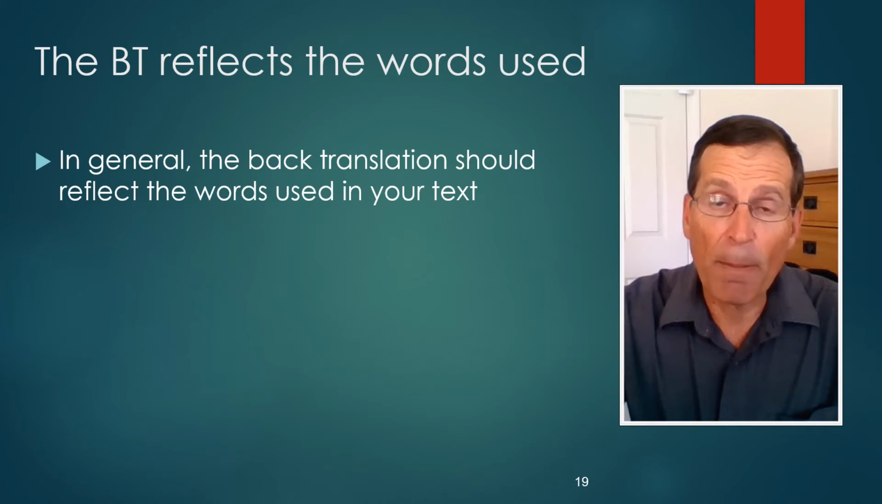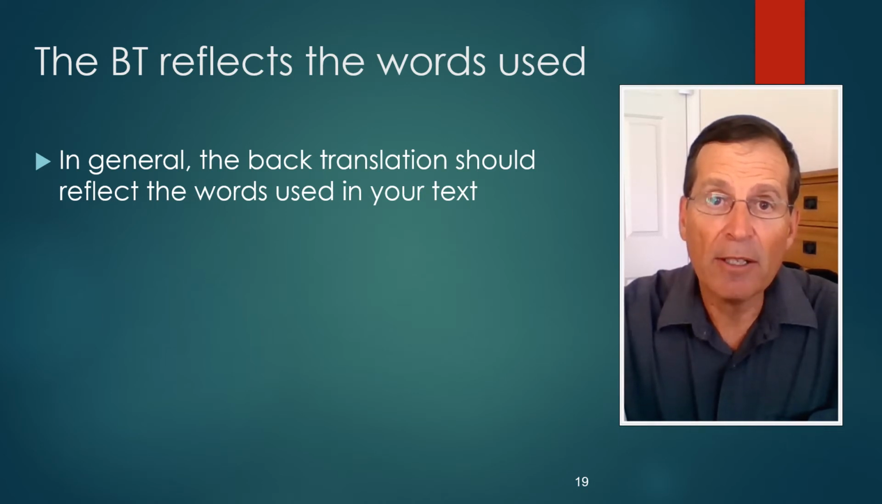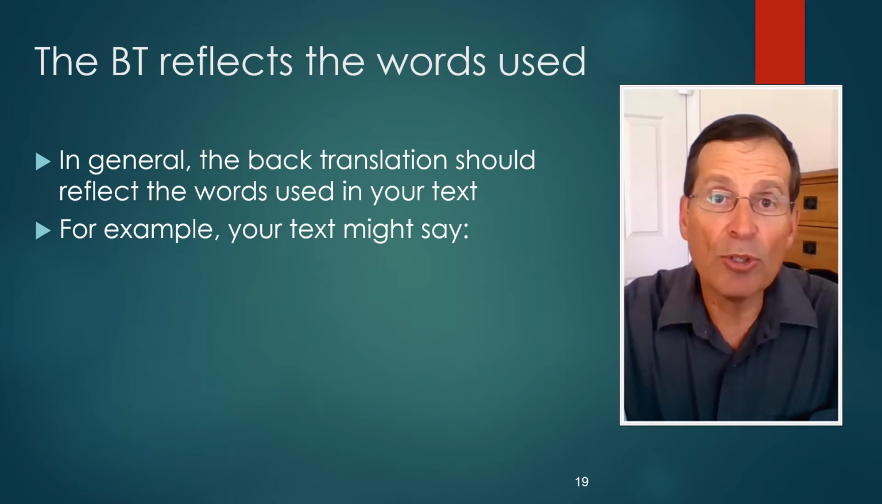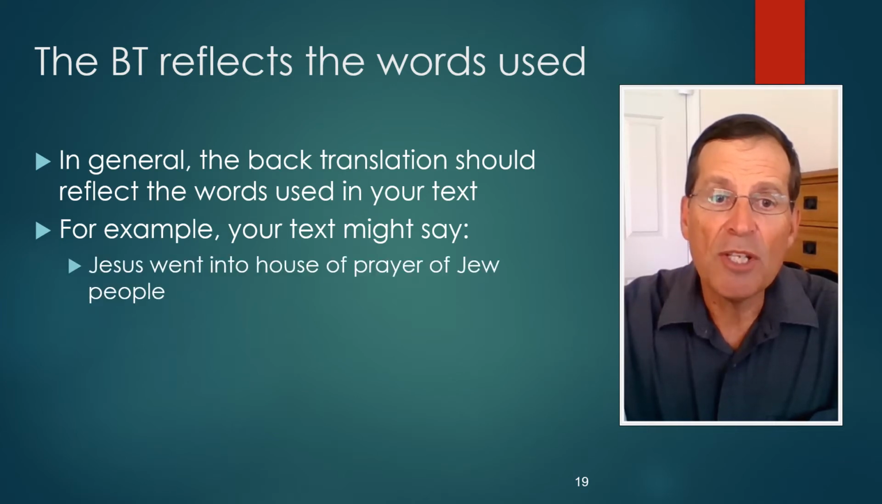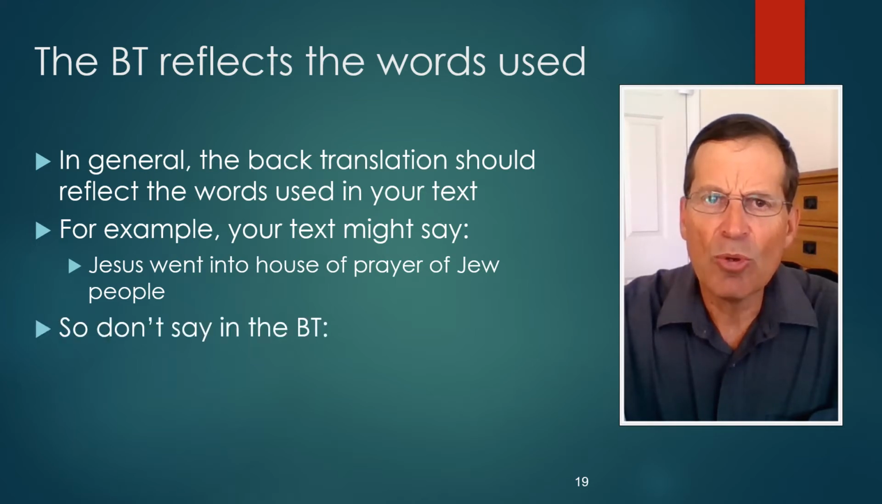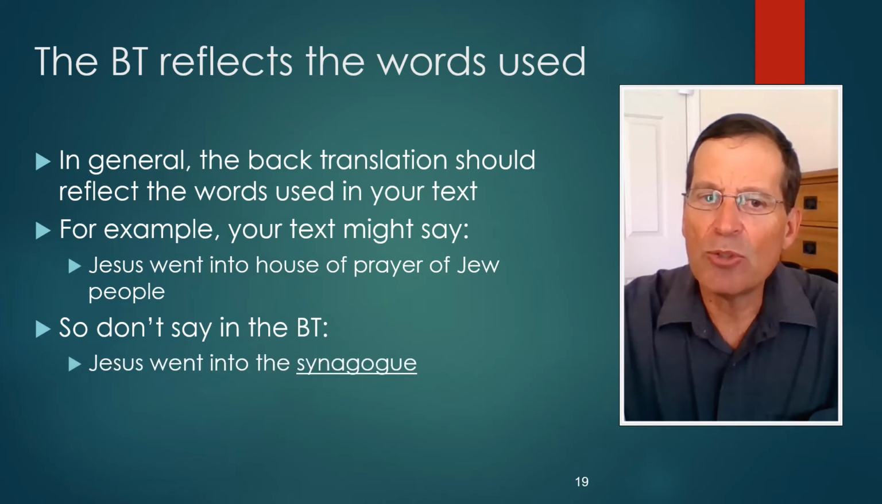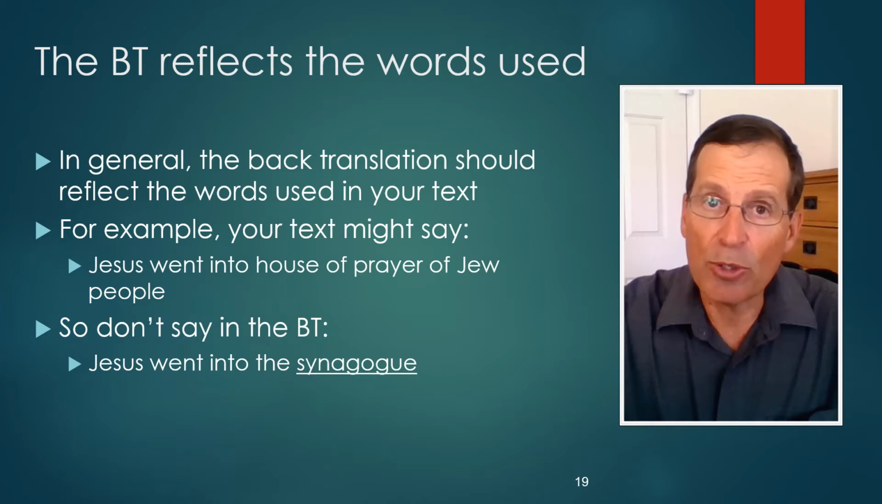As much as possible, the back translation should show the actual words used in your translation. So in general, the back translation should reflect the words used in your text. For example, your text might say, Jesus went into house of prayer of Jew people. So don't say in the back translation, Jesus went into the synagogue. It's better to show the consultant the actual words that you are using in your translation.